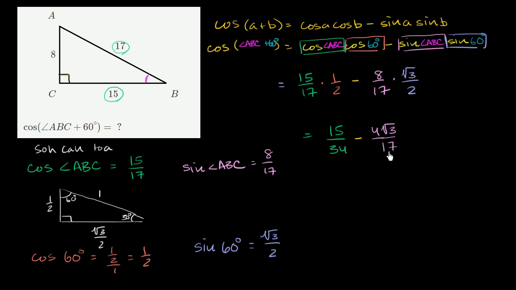If I wanted, I could have a common denominator here of 34, and then it could be 8 square roots of 3 over 34, but that still won't simplify it that much. So this is a reasonably good answer for what they are asking for: 15 over 34 minus 4 square roots of 3 over 17.